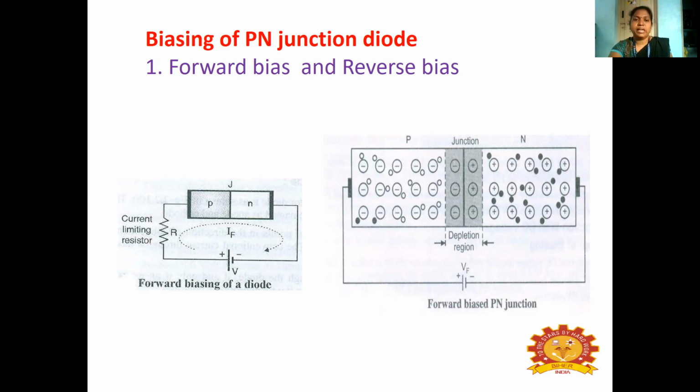So first one is forward biasing of a diode. When you go to the forward biasing of the diode, you have a DC source. The positive of the supply is given to the p-type and negative of the supply is given to the n-type material, that is called forward bias. And you can also have a current limiting resistor which is connected in series with the diode. The current limiting resistor will avoid heavy current flow which would affect the diode. That's why we have used a current limiting resistor, and we will also see the usage of this resistor in the future. And the supply may be 10 volt to 20 volt we can give.